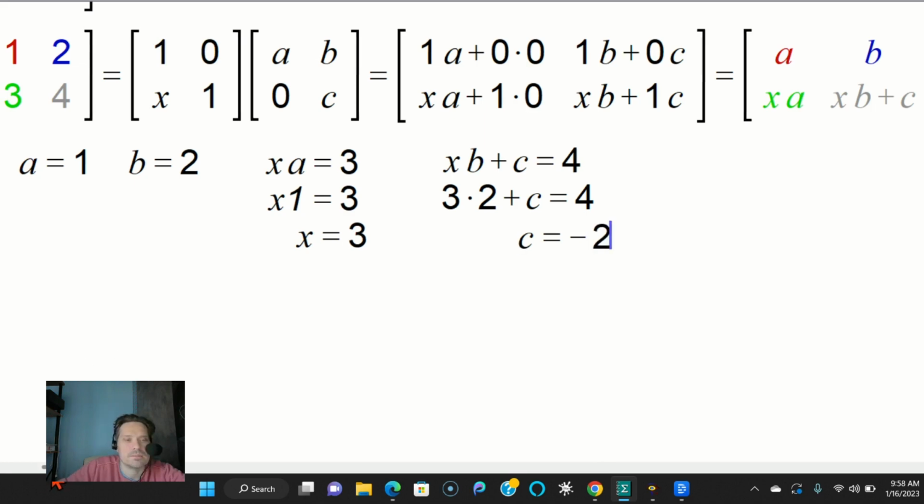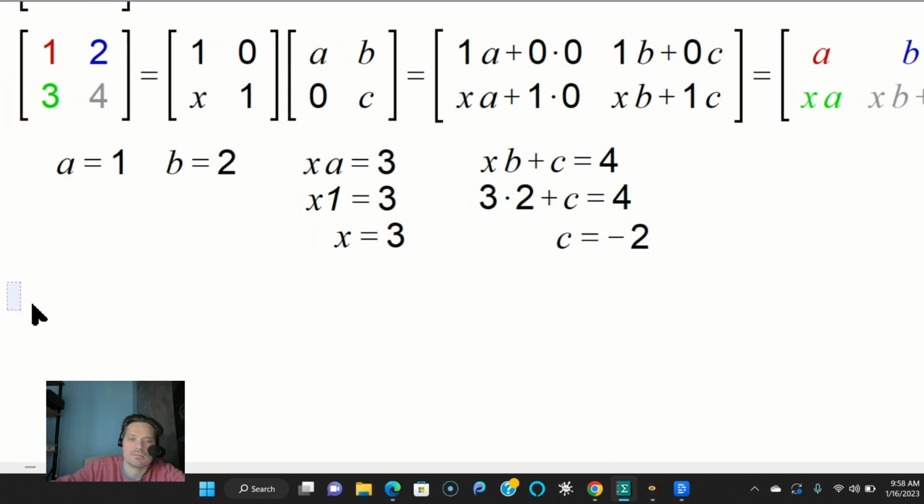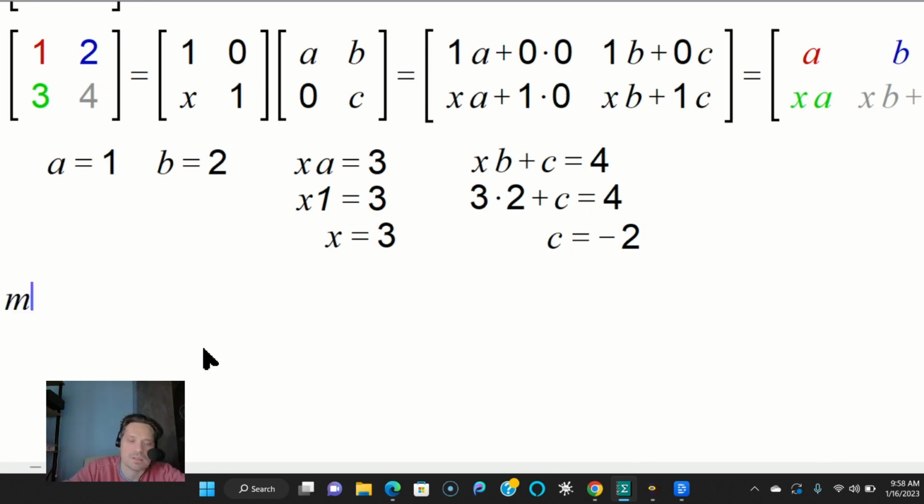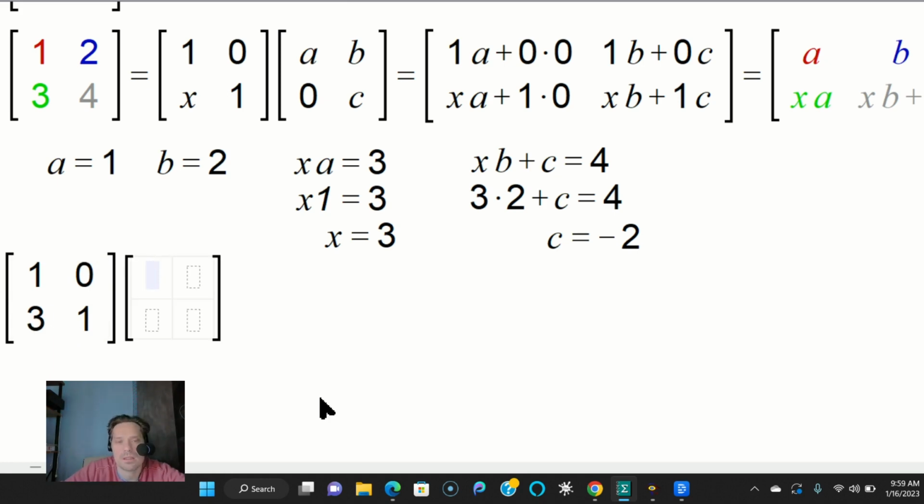So what does this tell us? It tells us the following now, that the matrix 1, 2, 3, 4 is equivalent to the product of those two. So now let's confirm this works. That means 1, and then 0, and then 1, and then for x you put 3. That's a lower triangular matrix. It's got 1s on the diagonal, and then 3 under, and then a 0 above. And then you multiply by the matrix ABC with the 0. So A is 1, B is 2, and then C is negative 2, and then here this is a 0. So that's upper triangular. All the numbers are above the diagonal, just like here all the numbers are below the diagonal. Everywhere else you have a 0.